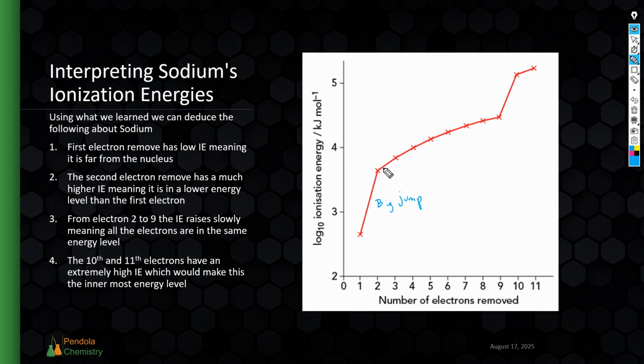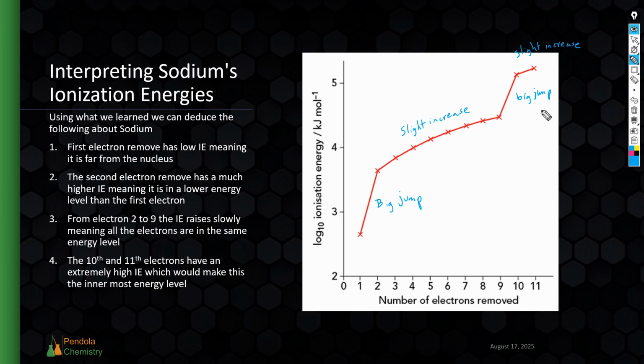Then from ionization energy 2 all the way to ionization energy 9, there's just a slight increase. Not a big jump, but a slight increase. And then from ionization energy 9 to 10, there's another big jump, with 10 and 11 also having a slight increase. So this tells us things.